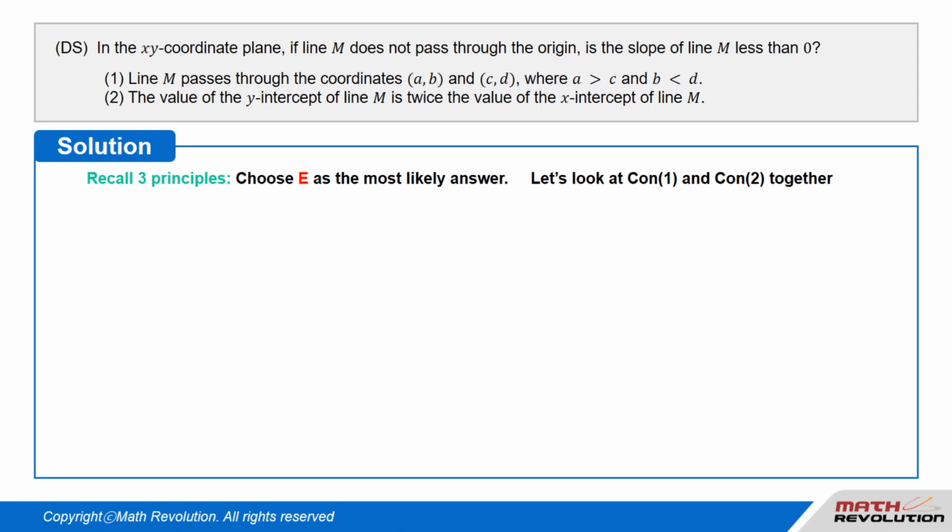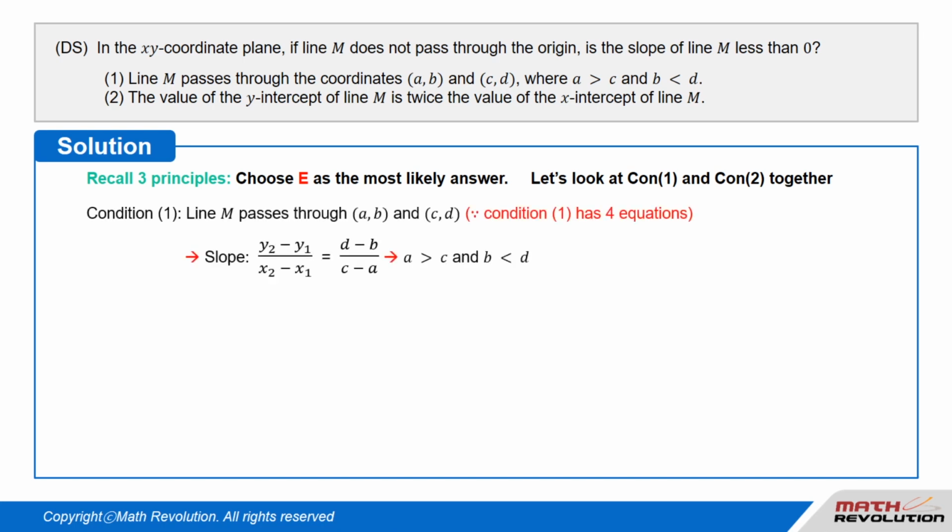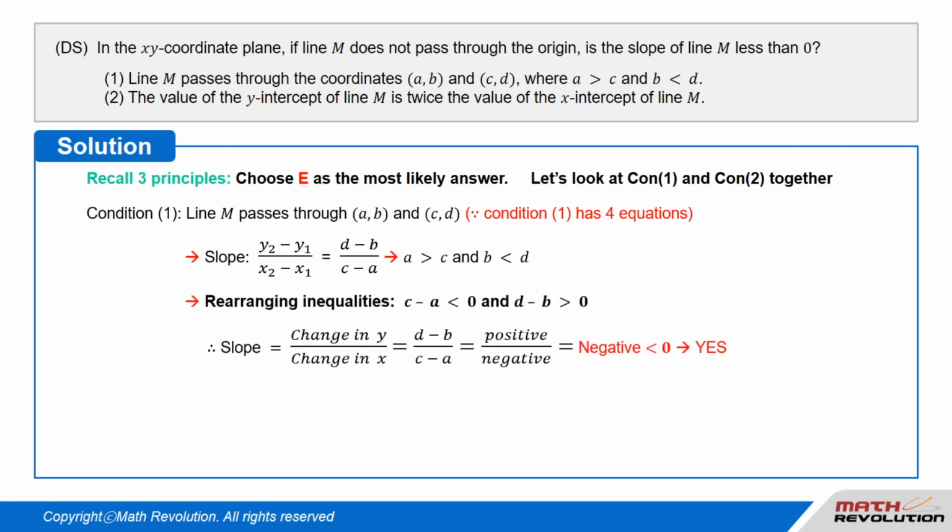Let's take a look at conditions 1 and 2 together. While condition 1 has 4 variables, let's look at condition 1. It tells us that line M passes through (a, b) and (c, d), so its slope is y2 minus y1 over x2 minus x1, that equals d minus b over c minus a. This condition also tells us that a is greater than c and b is less than d. Rearranging these inequalities gives c minus a is less than 0 and d minus b is greater than 0.